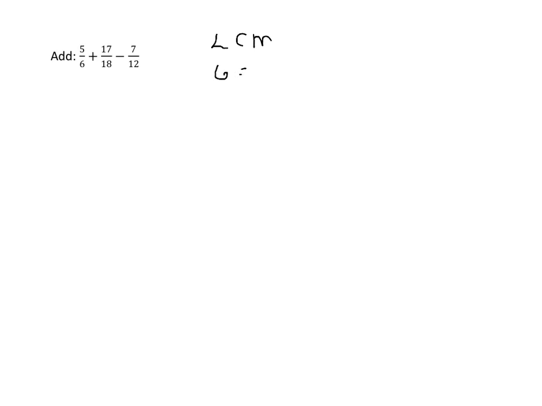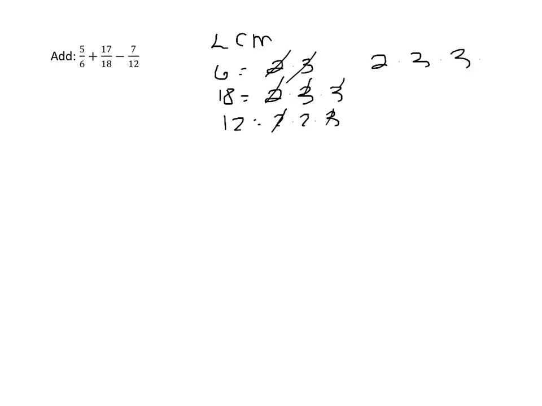So for 6, the least common multiple, or the prime factorization for 18, and for 12. So when we're looking for LCM, right, we have a 2 and a 3, a 2 and a 3, a 2 and a 3. We have a 3 here, and 1, 2 there. So the least common multiple on this is 36.